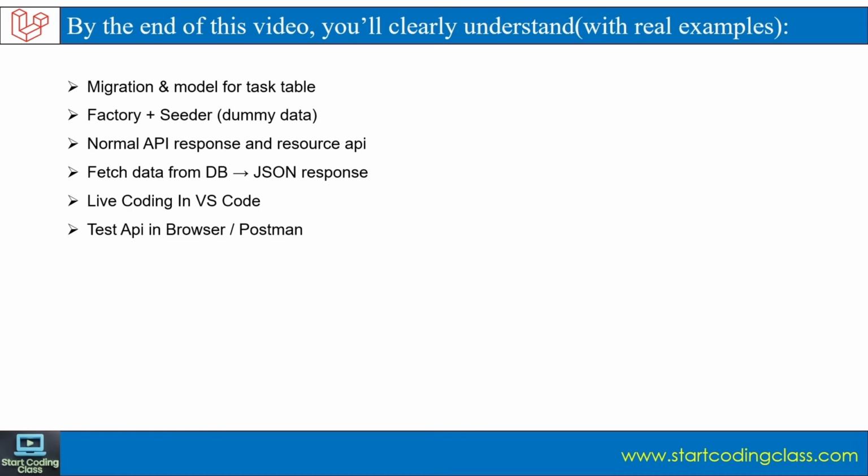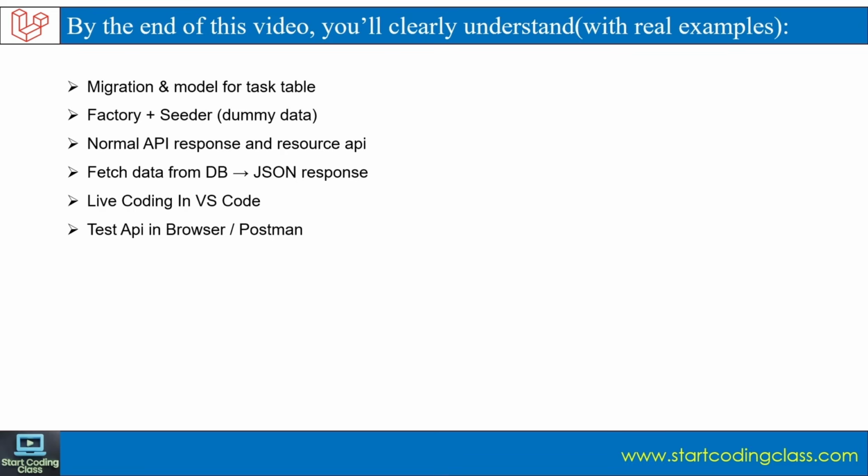There are two types of API: a normal GET API and a resource API. We are going to fetch the data from the DB and return it as a JSON response, and we will write everything live in VS Code. In the end, we will check this GET API in the browser and in Postman also.